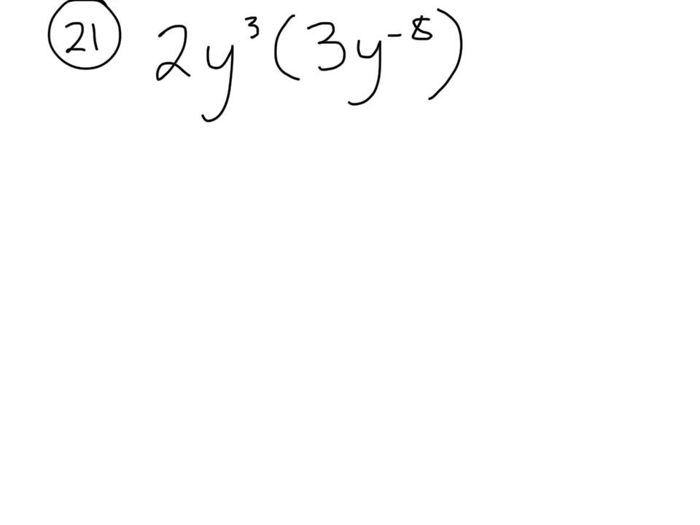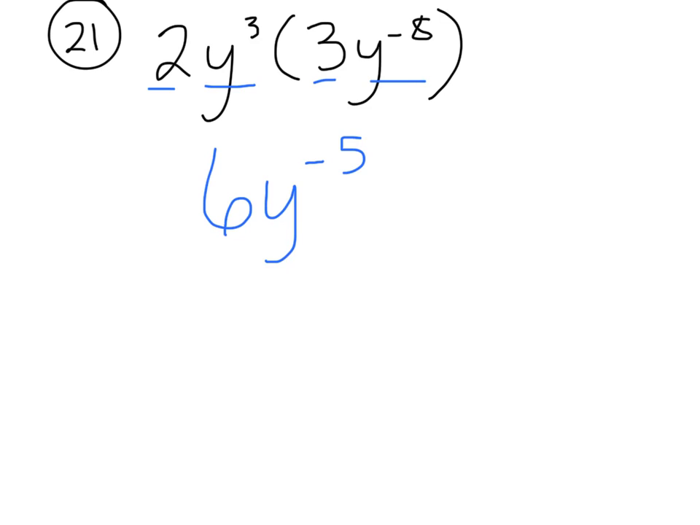I'm going to multiply the numbers. 2 times 3 is 6. And now I'm going to multiply y to the third times y to the -8th. So I'm going to keep the same base, and I'm going to add the exponents and get -5.